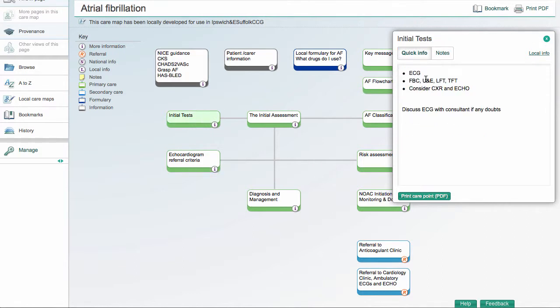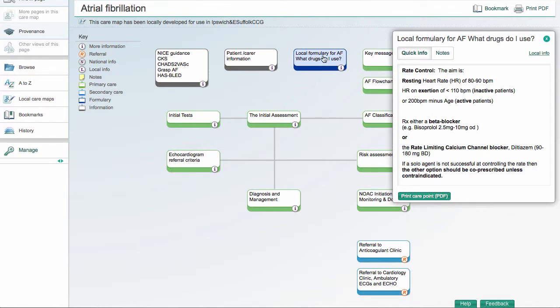Now, the initial tests should include things like some bloods and a thyroid function, ECG, and only consideration of a chest x-ray or echocardiogram. If we look at the local formulary, we've put in the sort of doses you need to be giving, and also that the resting heart rate, this is in persistent AF, should be between 80 and 90. Interestingly, if it's paroxysmal AF, the heart rate is a lower target, which we'll look at in a minute.